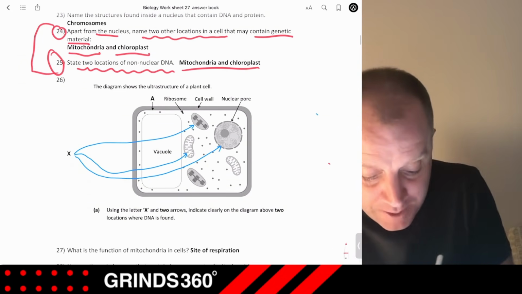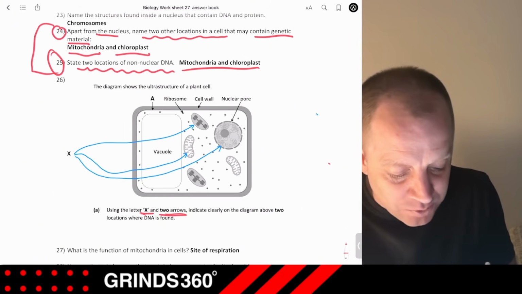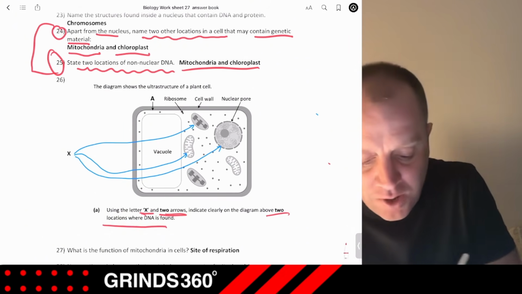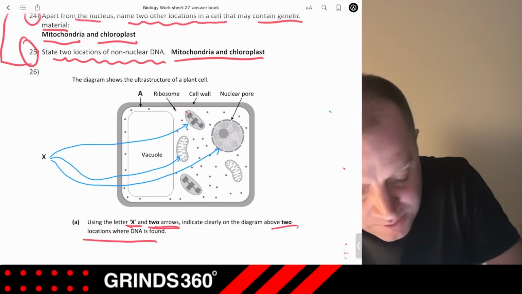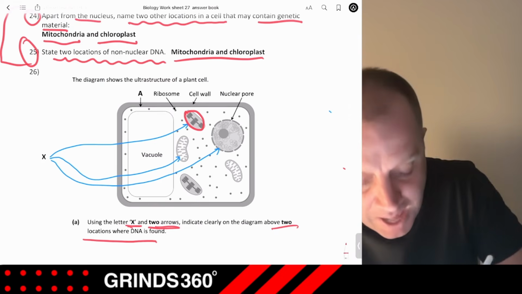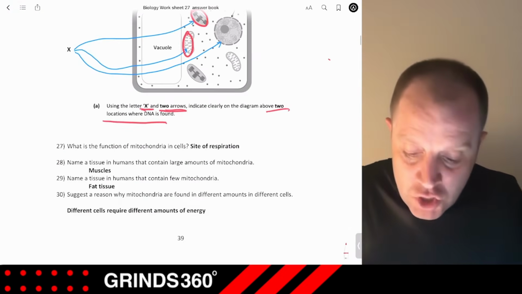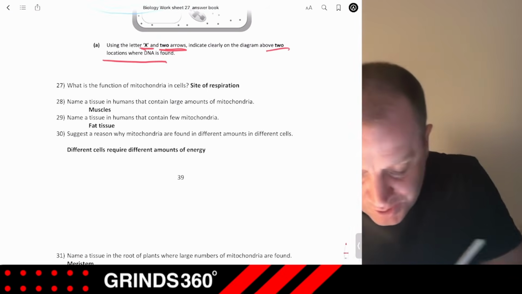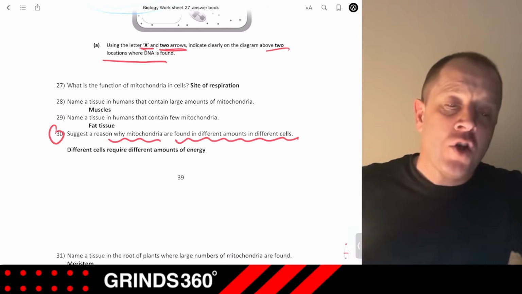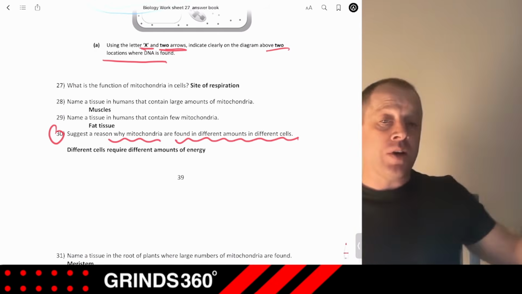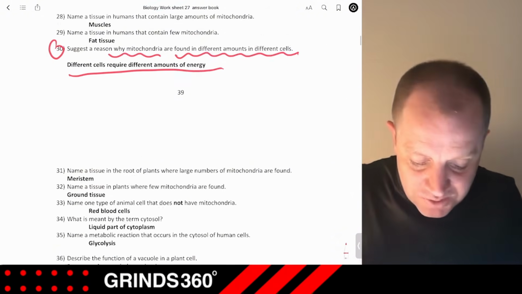Now this one came up last year. See this one here. From the X, place 2 arrows to indicate 2 locations where DNA is found. You could have pointed it to the nucleus because it contains DNA, the chloroplast because it contains DNA, and the mitochondria because it contains DNA. There you go. That's been asked like that. Now, if we then go look at question 30, suggest why mitochondria are found in different amounts in different cells. Why do some cells have a lot of mitochondria? Why do some cells have very few? Because they require different amounts of energy. Very easy to answer when you see it like that.